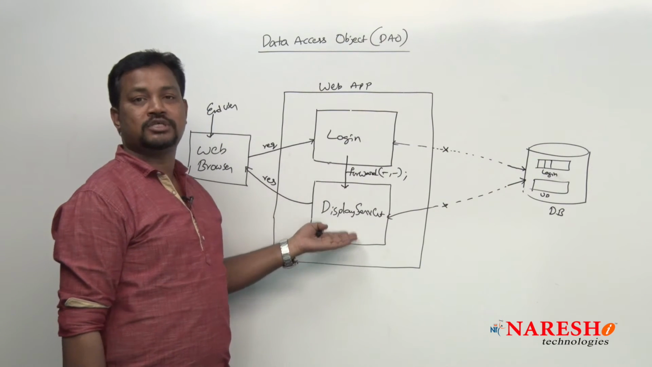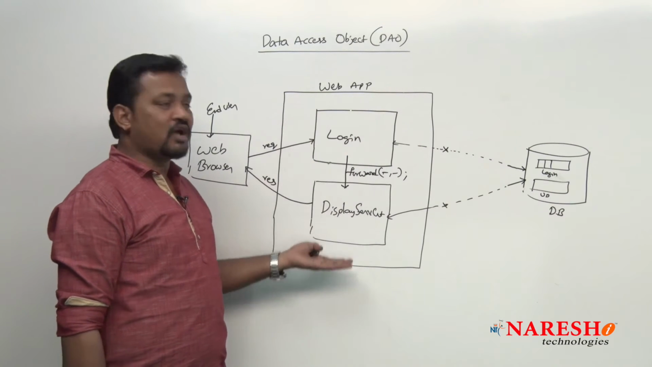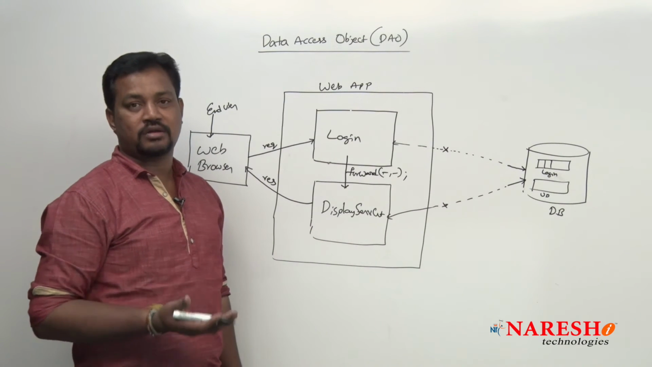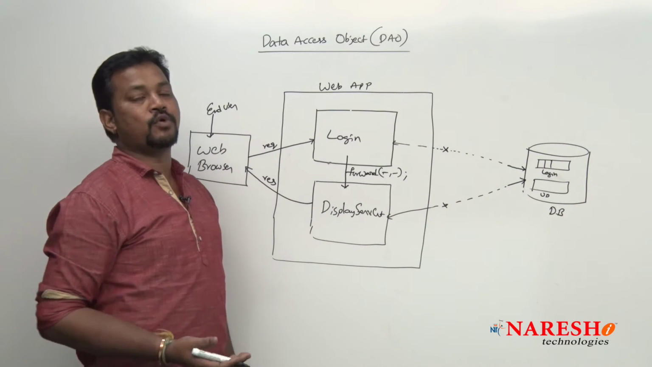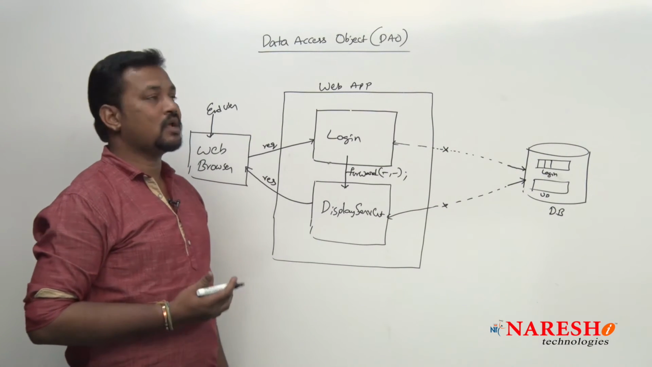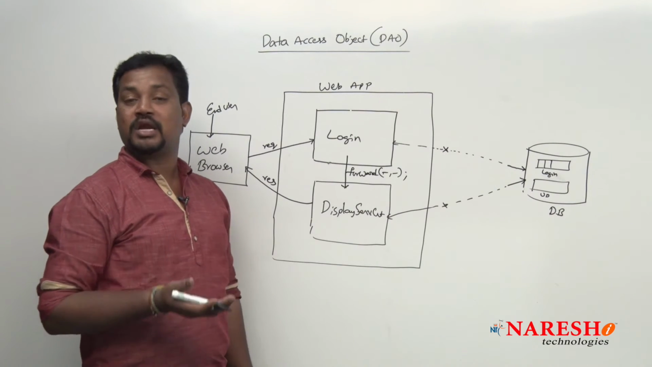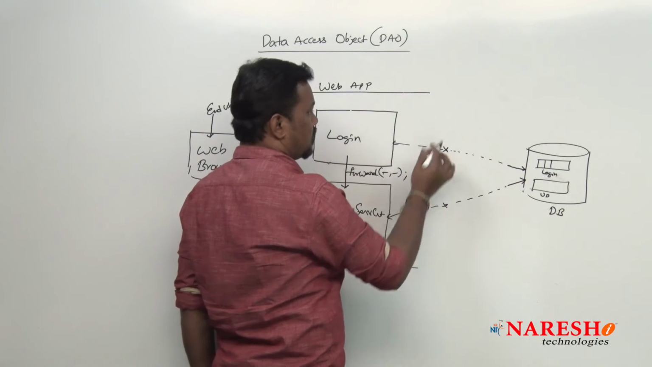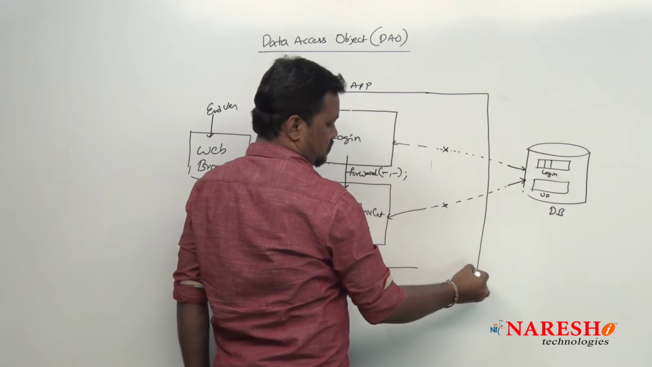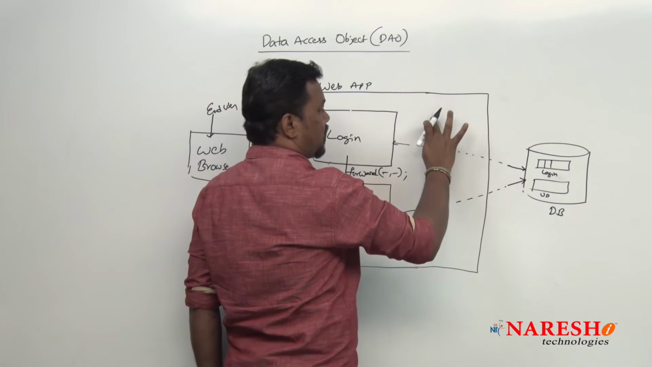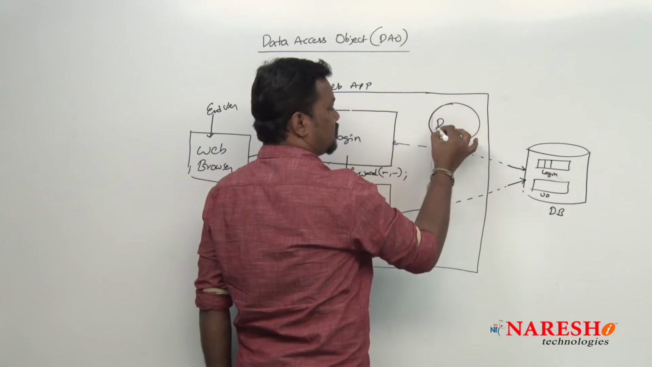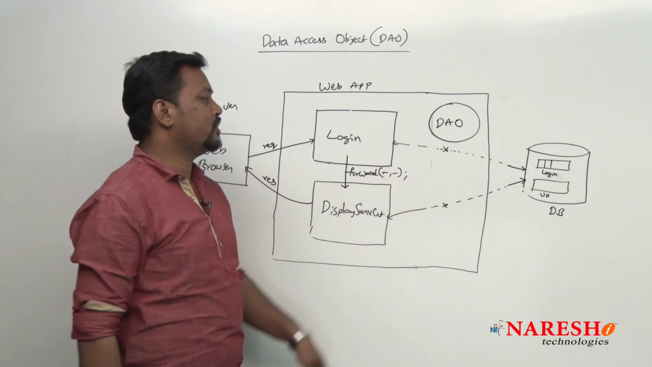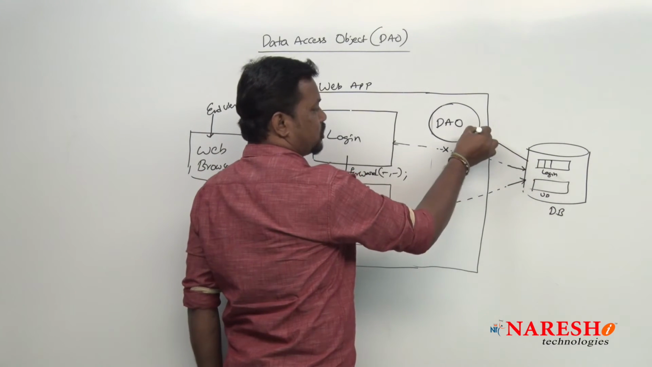Definitely a set of servlet programs is available within one web application, and on the demand of your logic, the servlet programs will be communicating with your database. Then why don't we maintain one separate layer here in the form of DAO? Why don't we maintain one separate DAO layer so that the database connection can be established here?